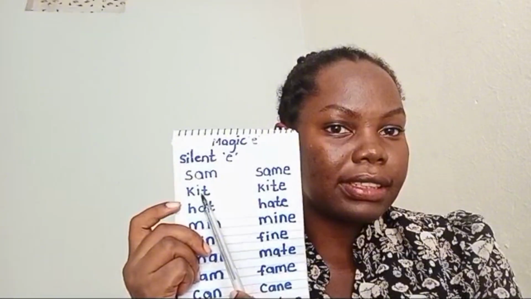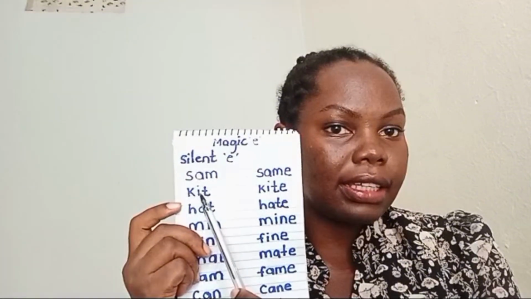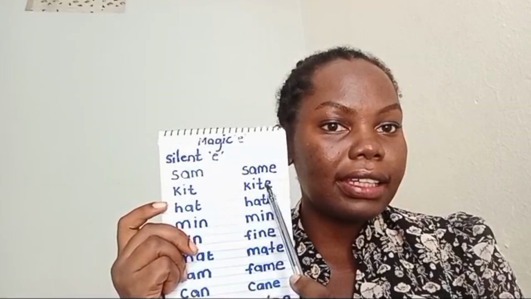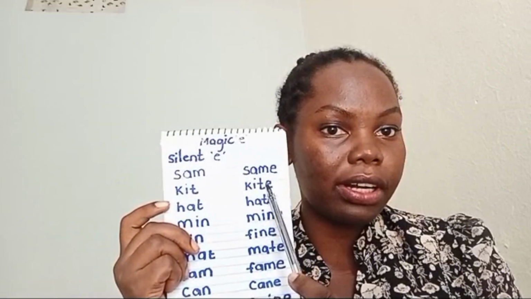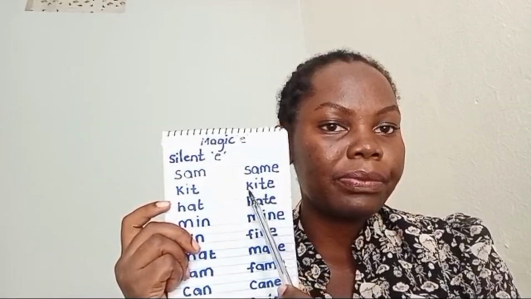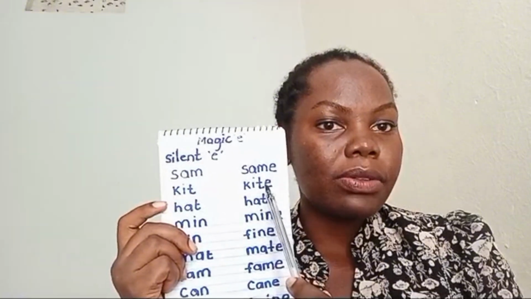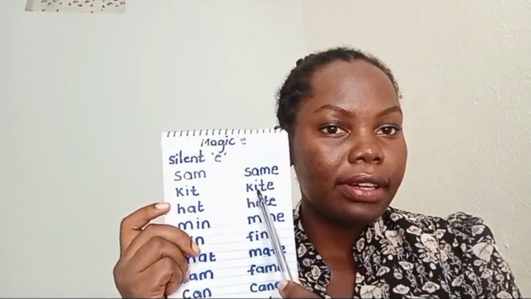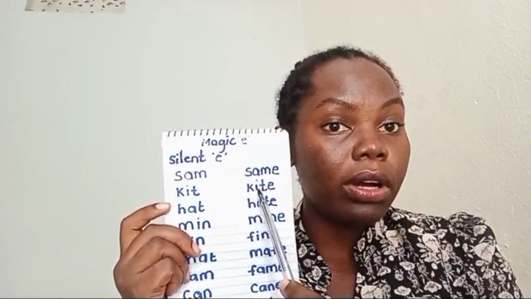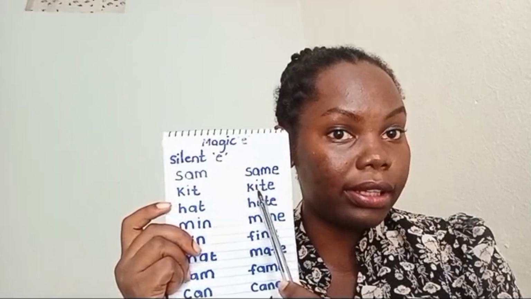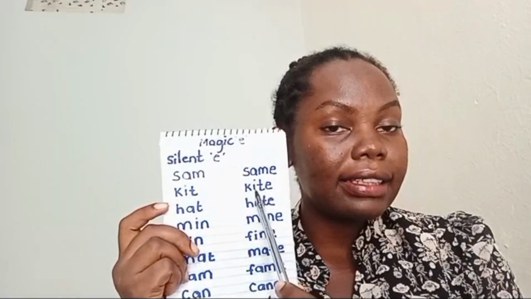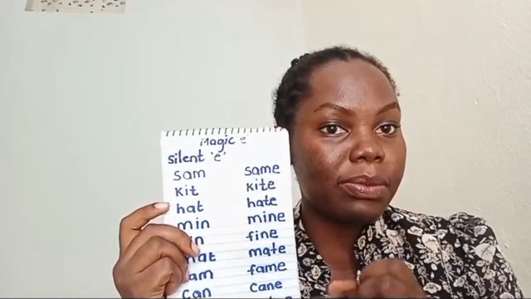The same thing for this. K, i, t, "kit". But when we add a magic E at the end of this word, it will become "kite". So this E makes this vowel a long vowel. Long I remains I. It stays with its name. Let's look at more words.